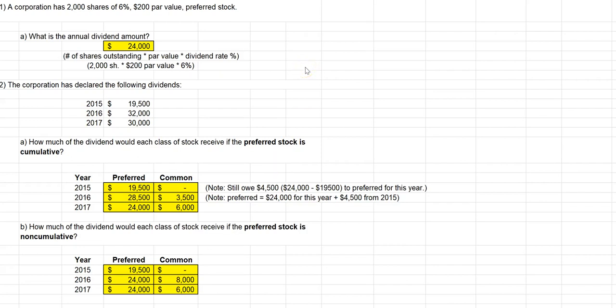So with stock, you have preferred stock and common stock. One of the preferences with preferred stock is that they get paid first when any dividends are declared. So that's one of their preferences: they get paid first before common stockholders get anything.